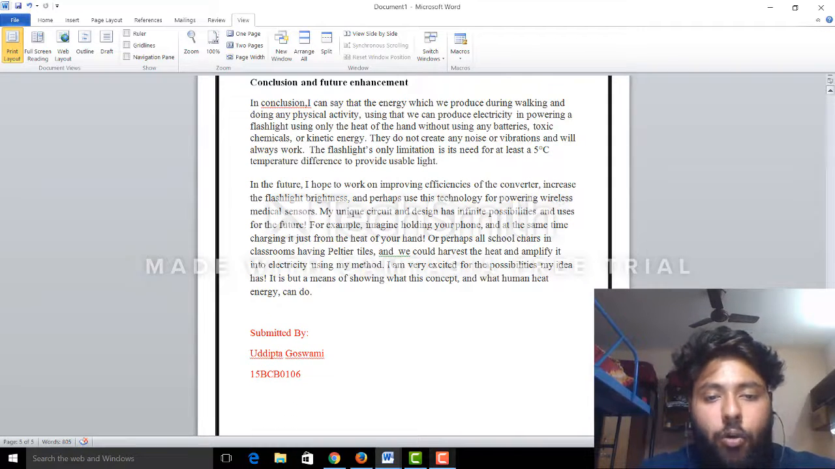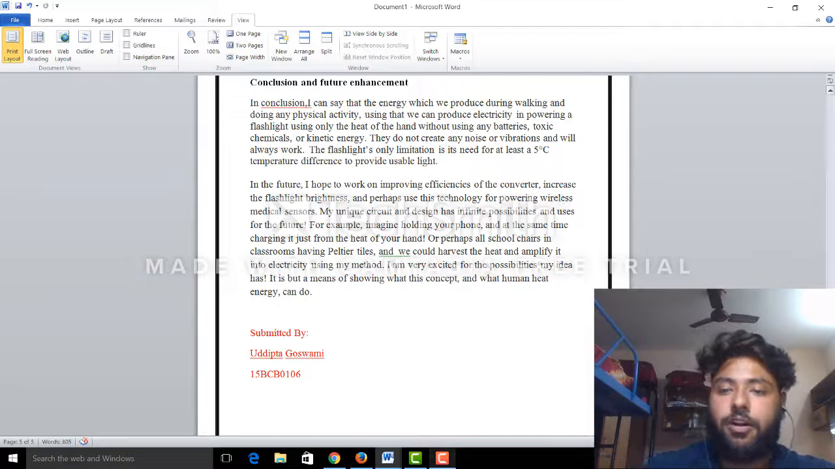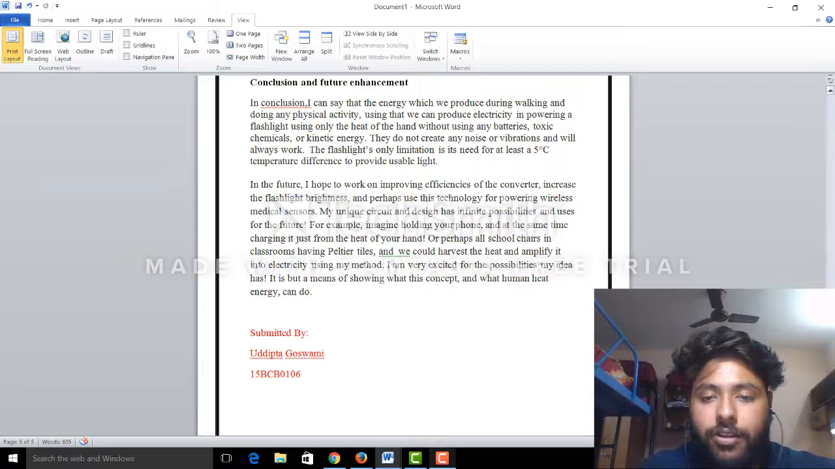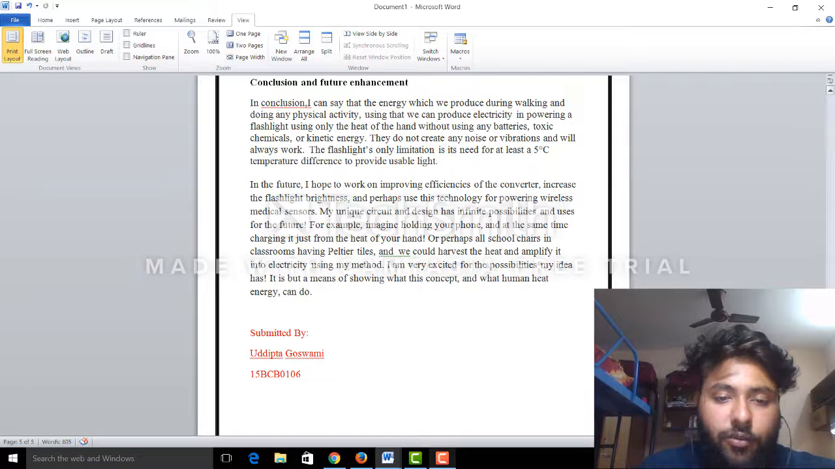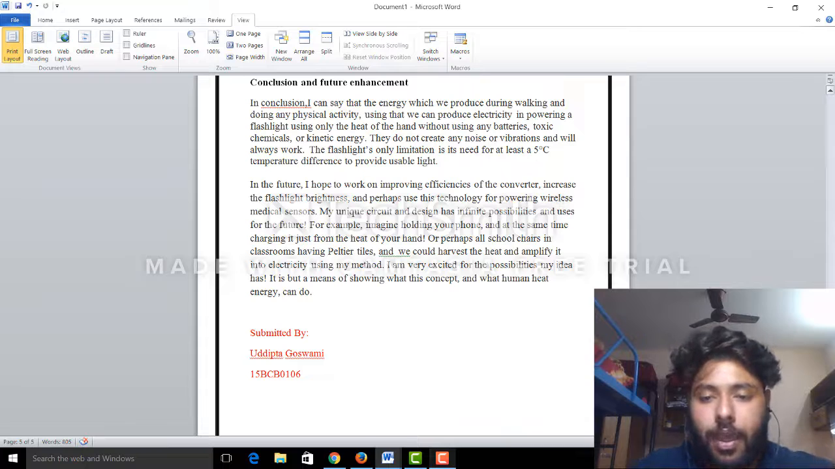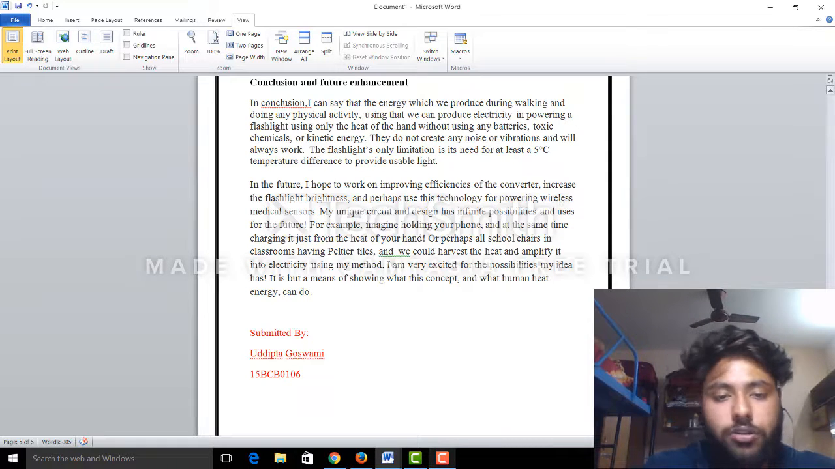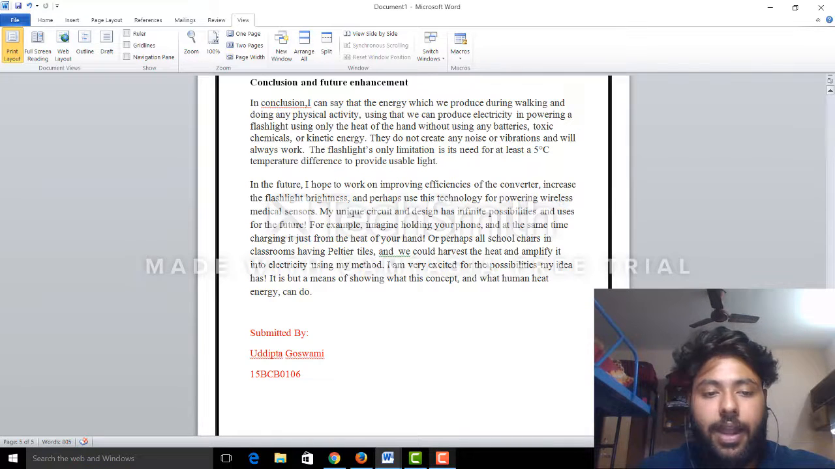So in future, I hope to work on improving the efficiency of the converter, increasing the flashlight brightness, and perhaps using this technology for powering wireless medical sensors. My unique circuit and design has infinite possibilities and uses for the future. For example, imagine holding your phone and at the same time charging it from the heat of your hand. Or perhaps all the school chairs in the classroom having Peltier tiles, and we could harvest the heat and amplify it into electricity using my method.